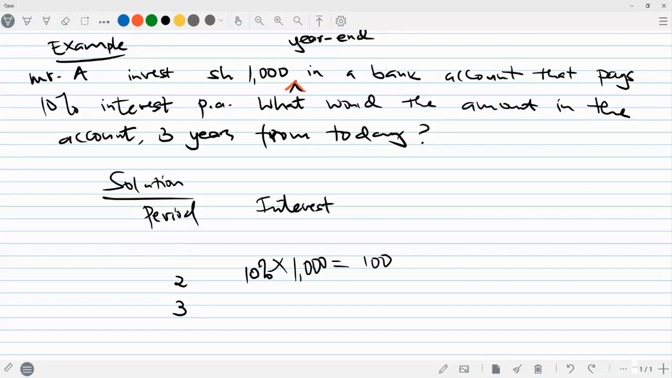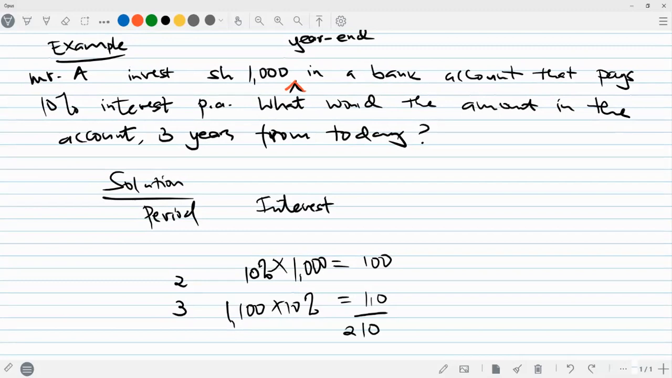Therefore, at the end of year 2, next year, the total amount you have in the account is the 1,000 plus the interest you earned, which gives 1,100. Then that also earns interest in year 3, to give 110. Therefore, the total interest you've earned from today until the end of year 3 will be equal to 210.